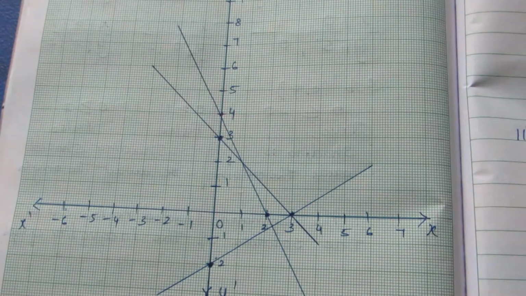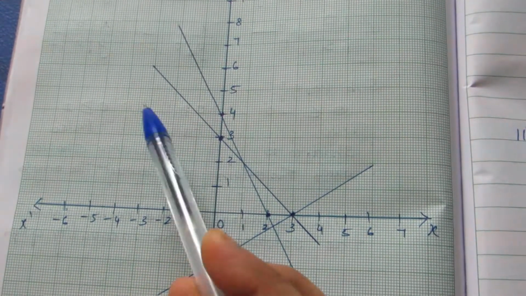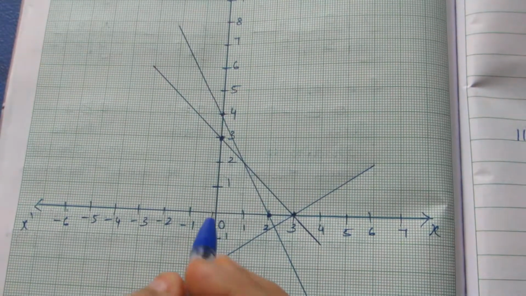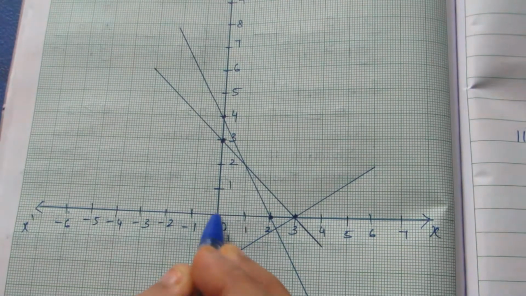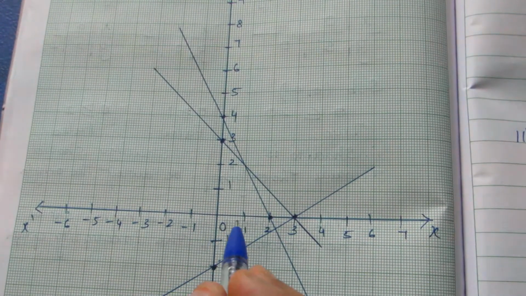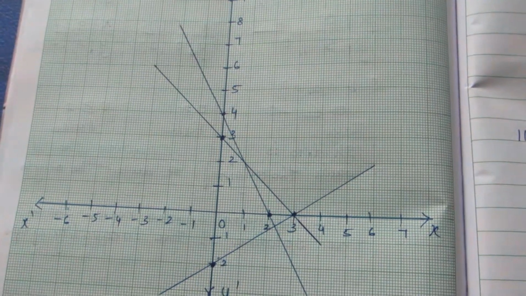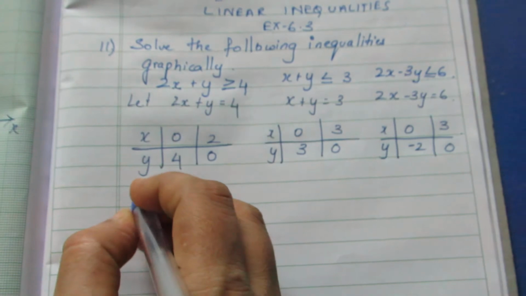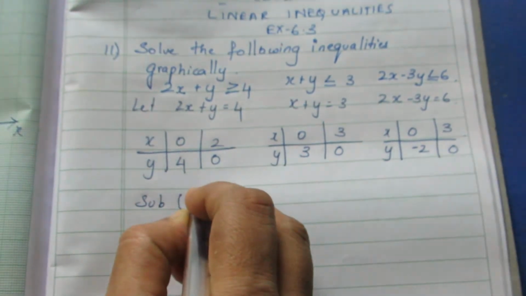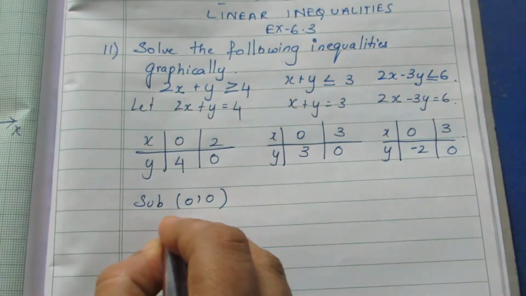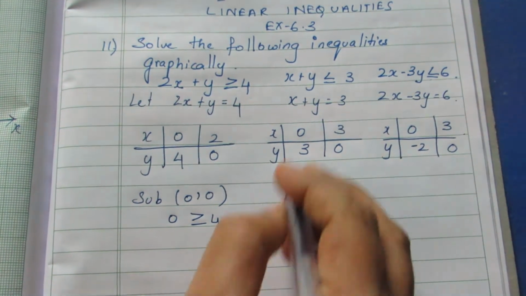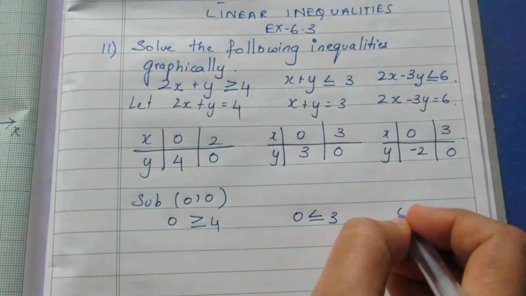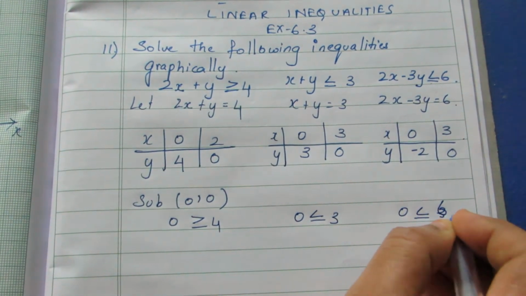Now take any point from this side or this side of the graph. I am going to take 0, 0. The lines don't pass through 0, 0, so we can take it, and it will be easy for us to solve. Substitute 0, 0 in the equations. Here we get 0 is greater than or equal to 4. Here 0 is less than or equal to 3. Here 0 is less than or equal to 6.